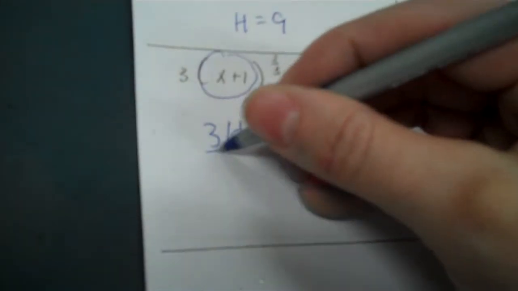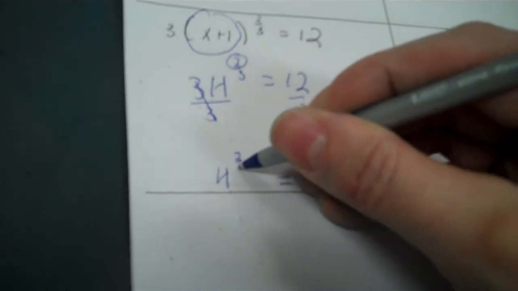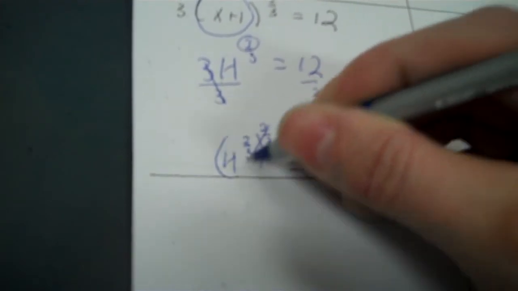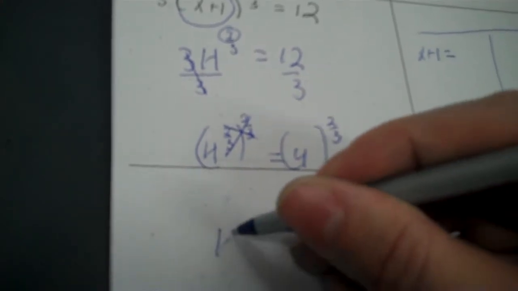Again, odd, just one side on top. Even on top, when I do the h, that means I need both sides. So I have times 3, so I'm going to divide by 3. And 12 divided by 3 is 4. So I have h to the power of 2/3 equals 4. Now, to undo a rational exponent, you put parentheses on both sides, and you reciprocate it by flipping it to 2/3. That cancels, and I now have h.